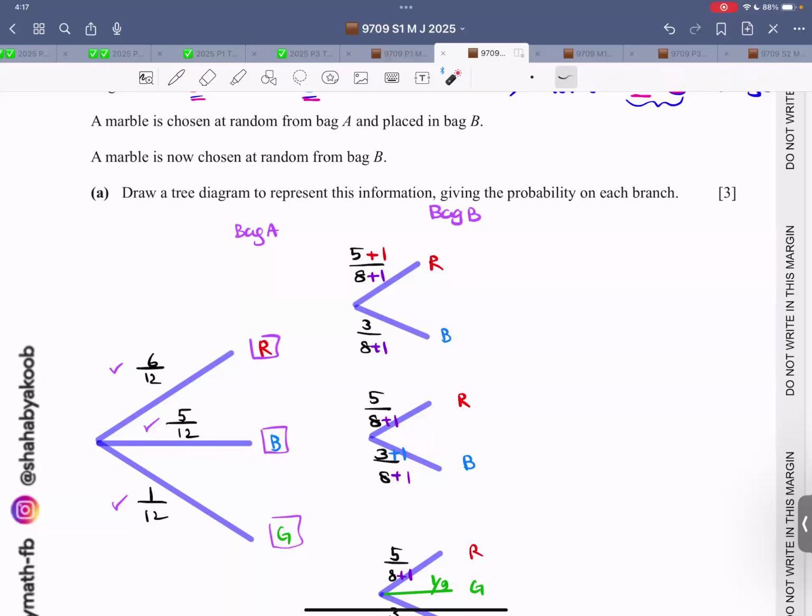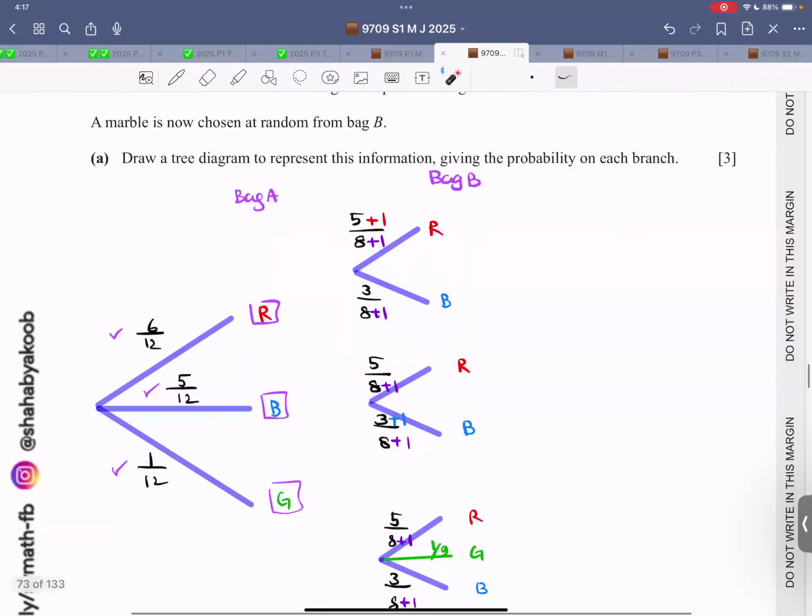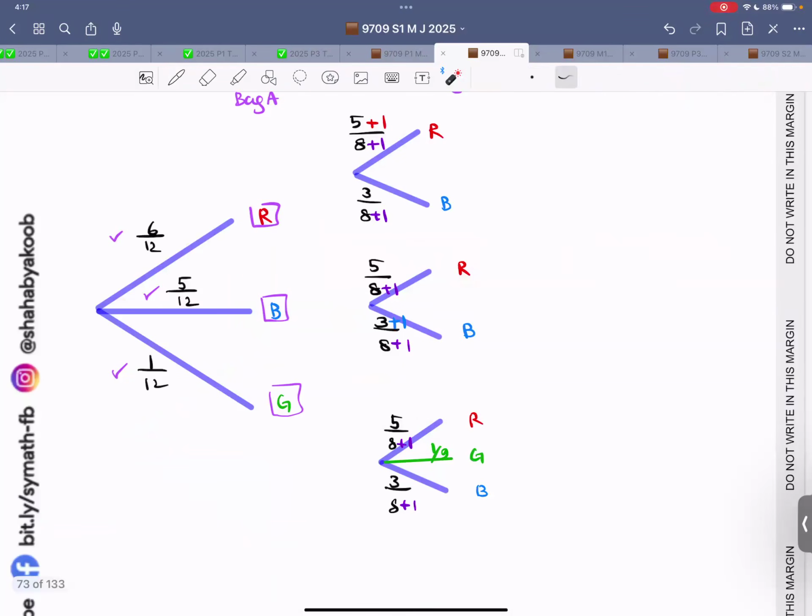So now what is happening is that 1 red is transferred. So therefore the number of reds are increasing. 5 plus 1 is 6, 6 over 9, 3 over 9. Yes, in this tree, it's adding up to 1. That's another quality of tree diagram. When blue is transferred, 3 plus 1, that's 4 over 9. This is 5 over 9.